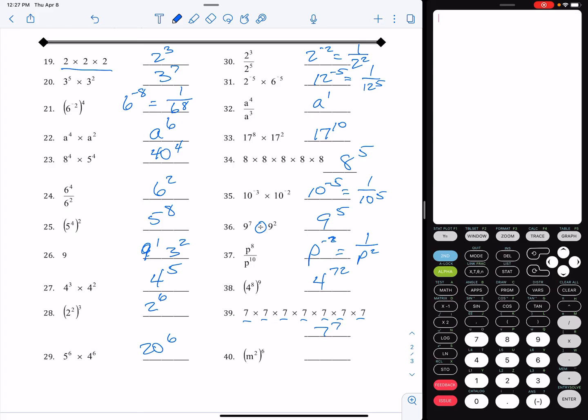And then last but not least, number 40, m to the 2nd to the 6th would be m to the 12th. So what you're going to do next is you're going to look at worksheet number 2. And I want you to complete that one just like we did in this particular one right here. These are some of the notes and examples that we will use to help us answer those questions. Okay, so until then, I'll talk to you later.